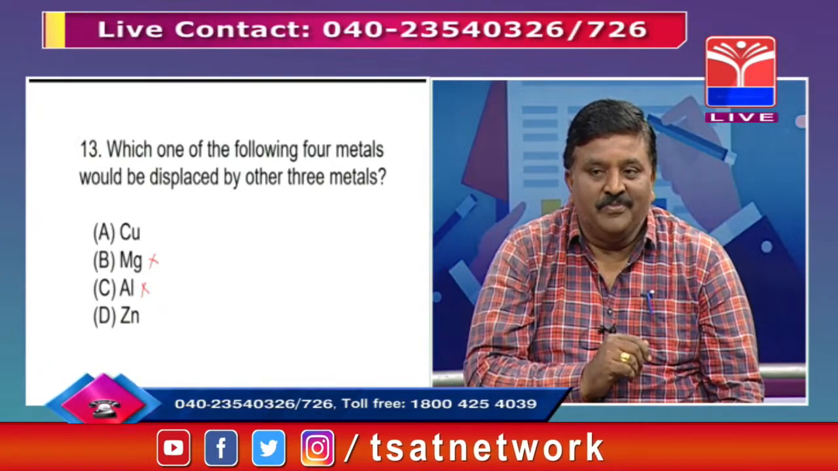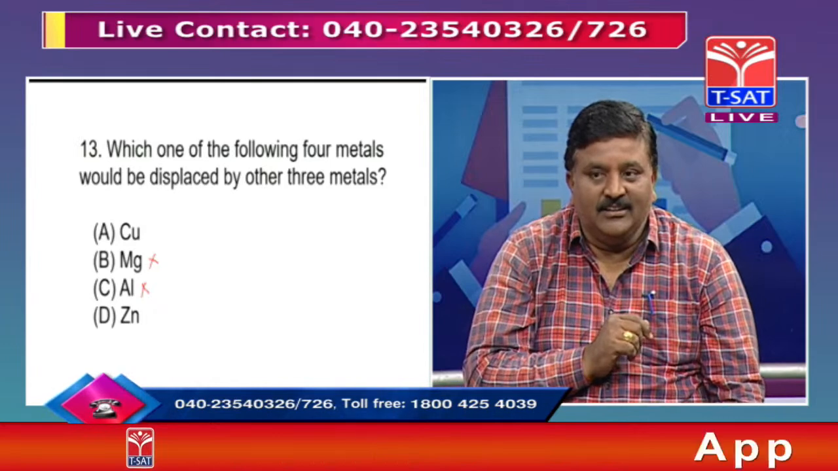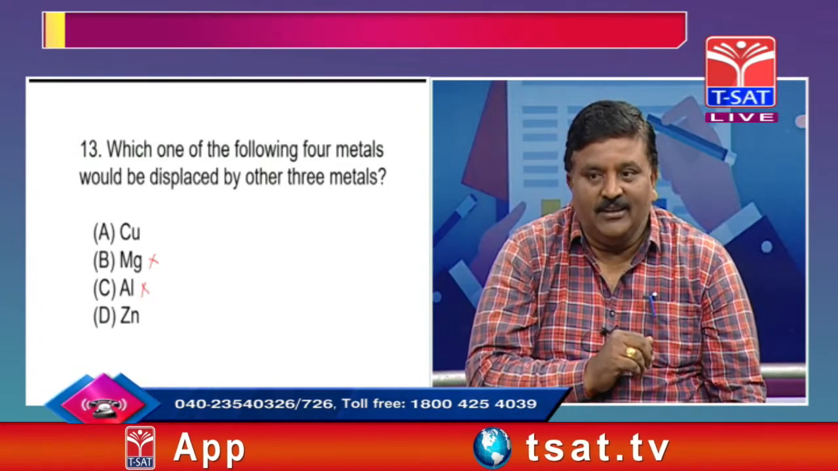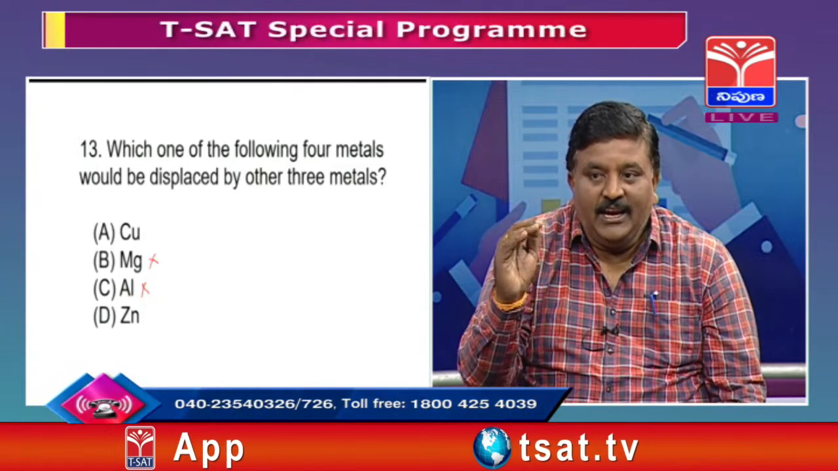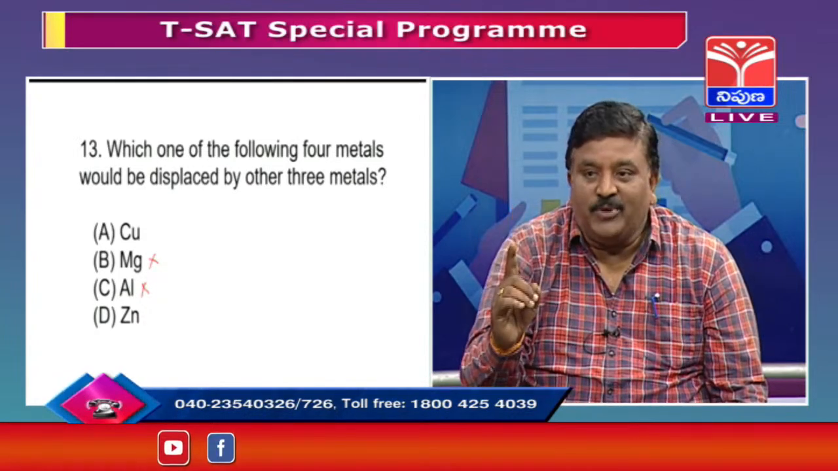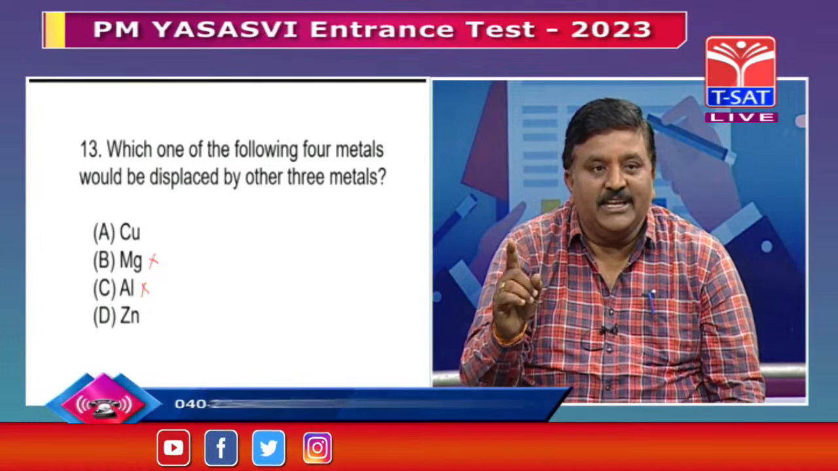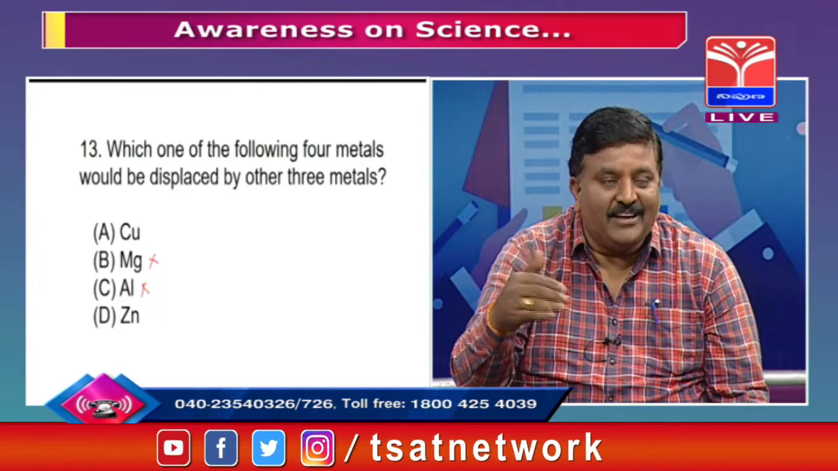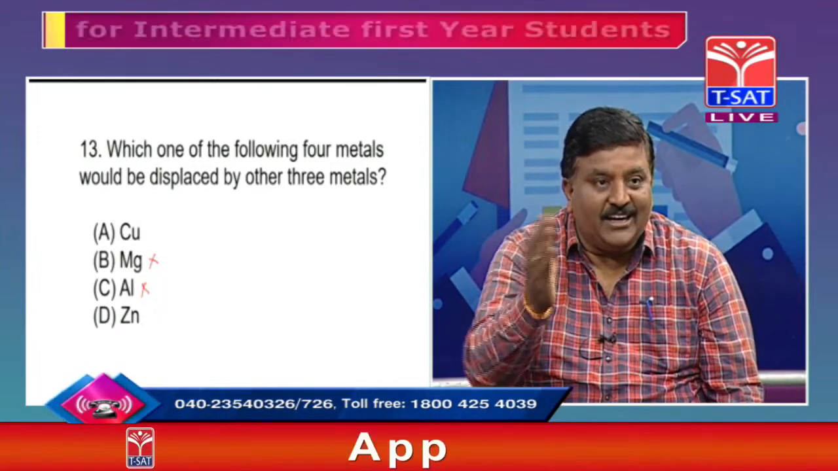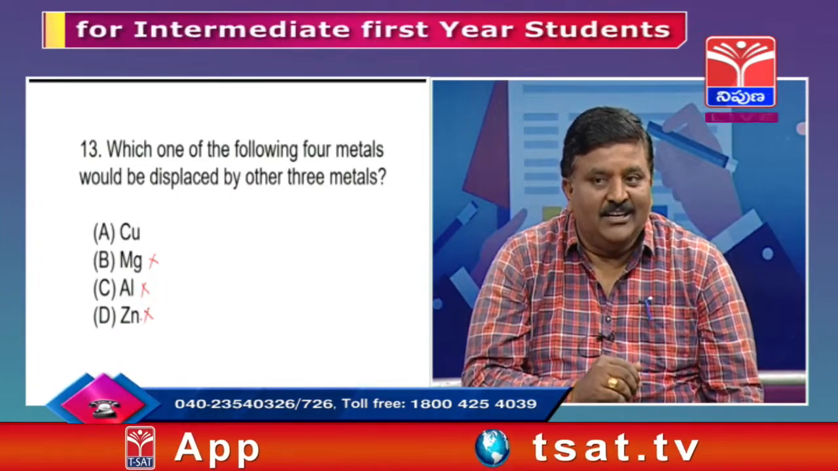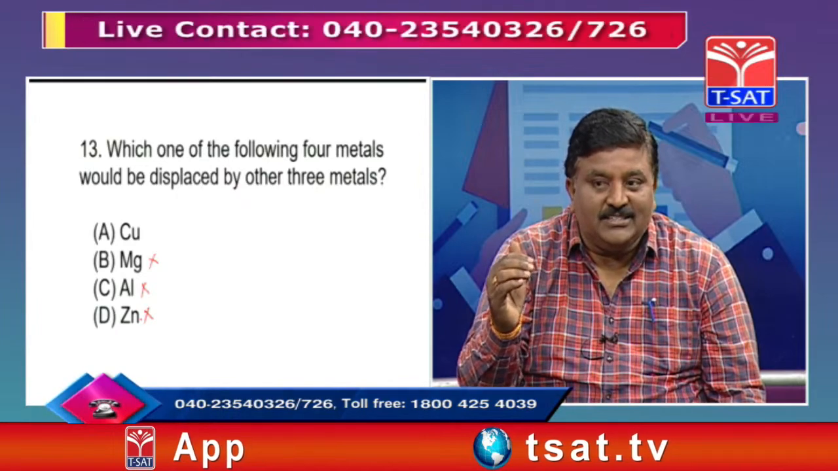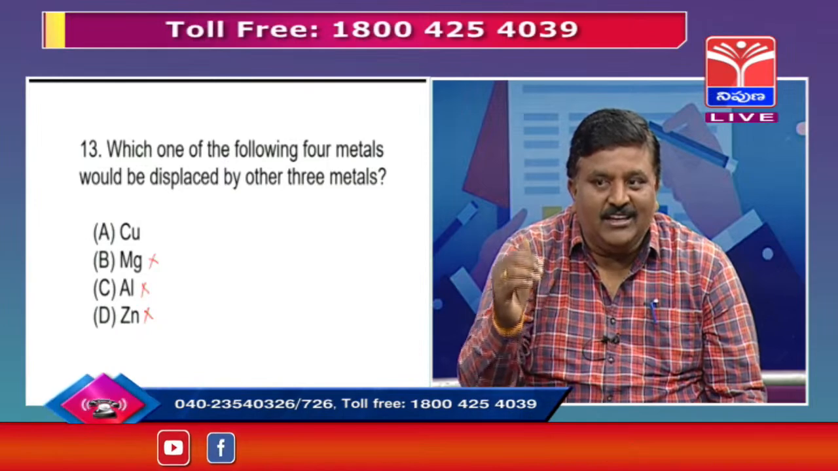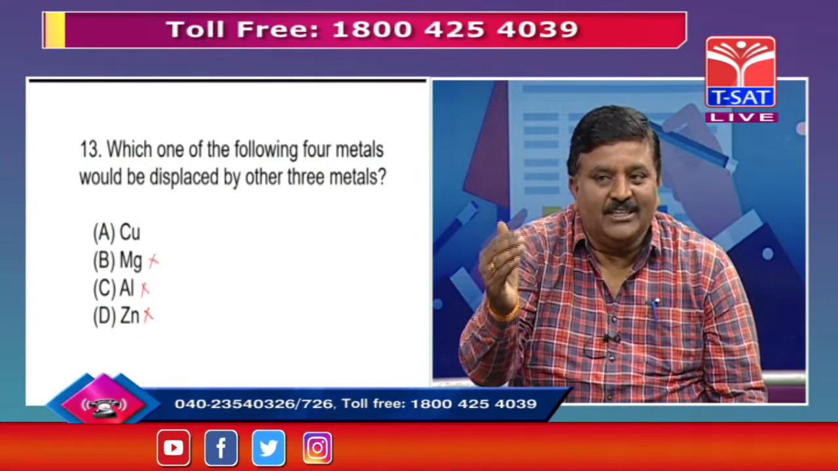Let us see another one, zinc. Zinc is also a moderately reactive metal, and it can displace only one, copper. It cannot displace magnesium and aluminum, because they are higher in the reactivity series. So, they are higher order reactive than zinc. That is why zinc can displace only copper. So, these three can displace one metal, that is copper.